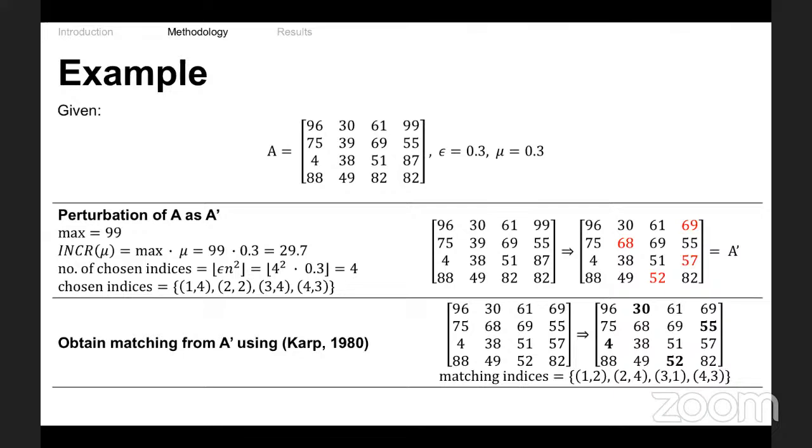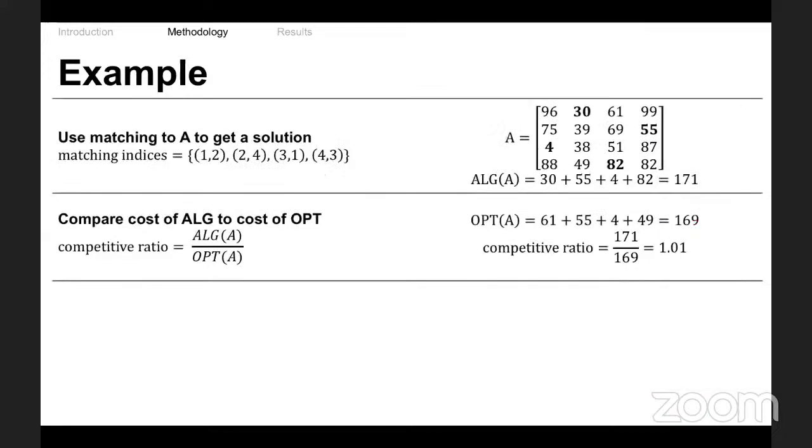After that, we would obtain the matching from the prediction matrix using CARP, which is an optimal offline algorithm for the assignment problem with O of n squared log n time, in which we could get the matching as shown here: 1, 2, 2, 4, 3, 1, and 4, 3 for the matrix. And then in the next slide, we will be projecting these matchings to the actual matrix A to get the solution.